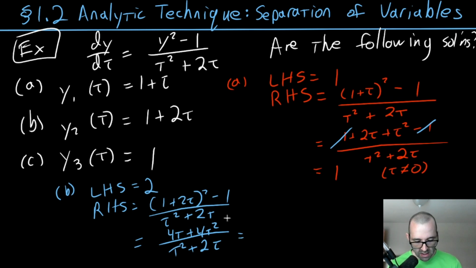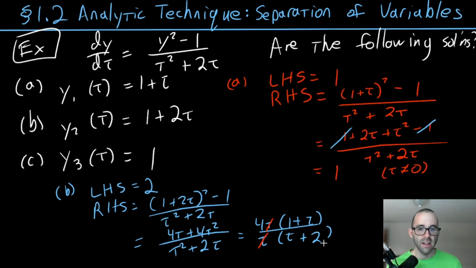We can factor out a 4t on the top, and we're left with 1 plus t. On the bottom, we can factor out a t, and we're left with 1 plus 2t. The t's are going to cancel. Let's double check my quick math. 4t plus 4t squared, yep. And then t plus 2t, wait a minute. No, this is why you check your work. In the denominator, you factor out a t, you're going to get t plus 2. Excellent. Regardless, this is not equal to 2.